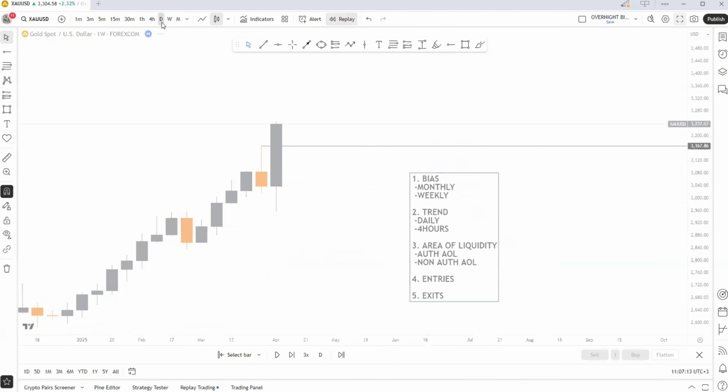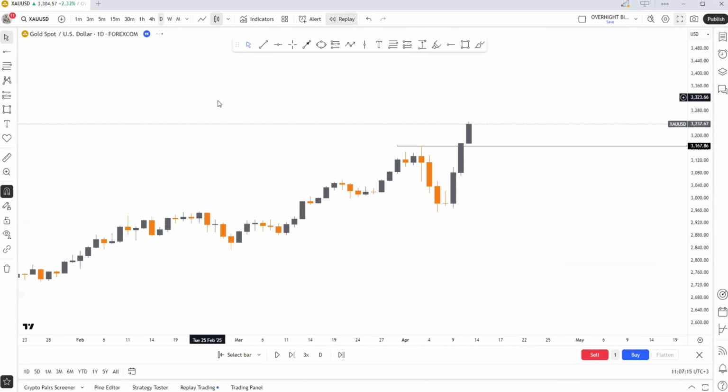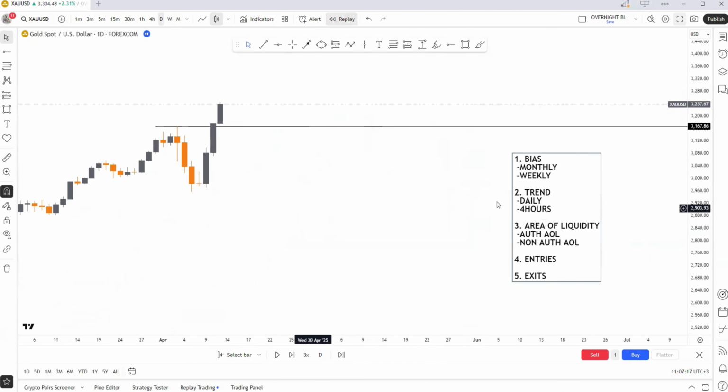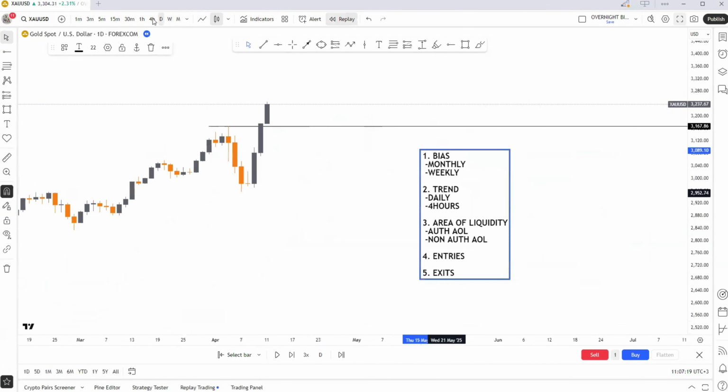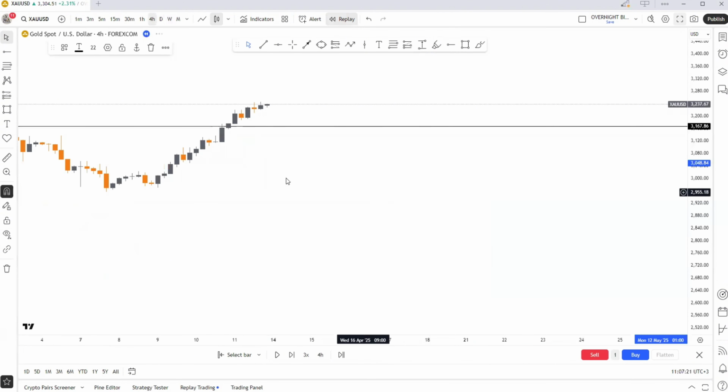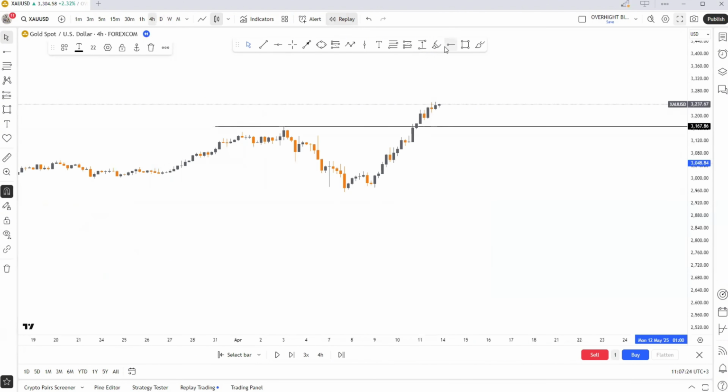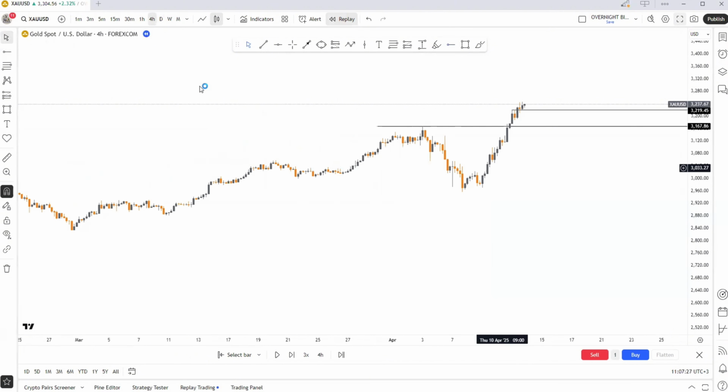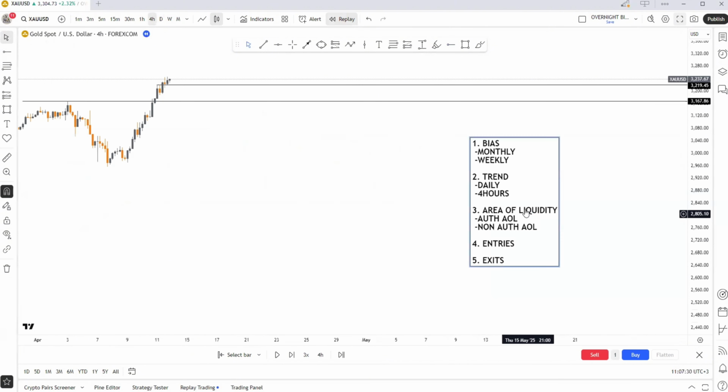So it's either daily, we can see on our daily, it's also bullish, or 4 hours, also bullish. You can clearly see here, 4 hours is bullish. So the next step is to find the area of liquidity.